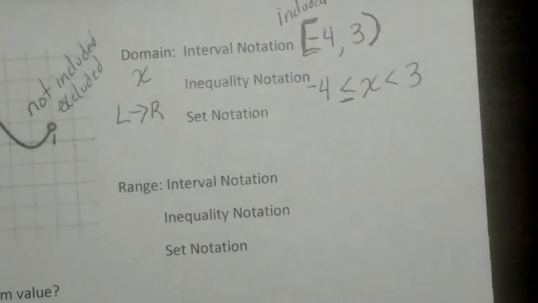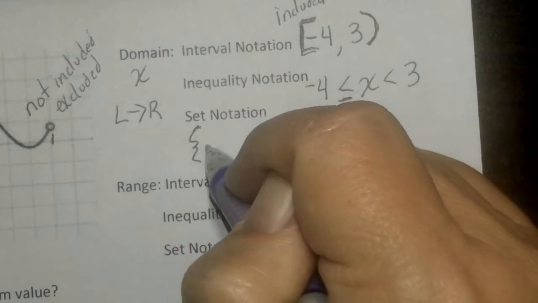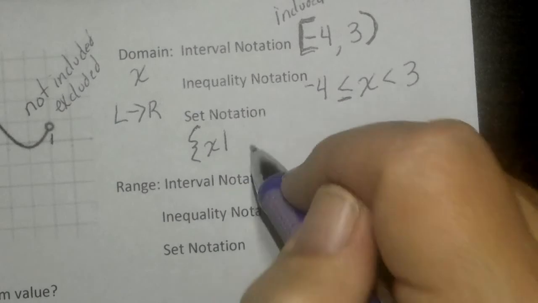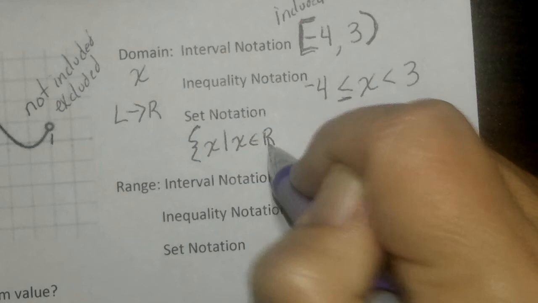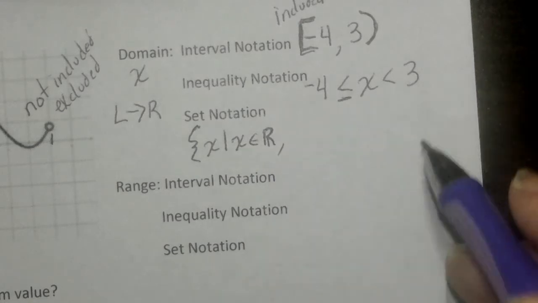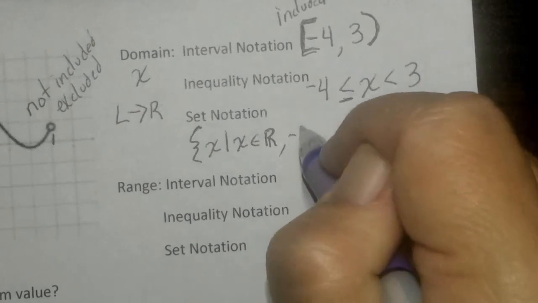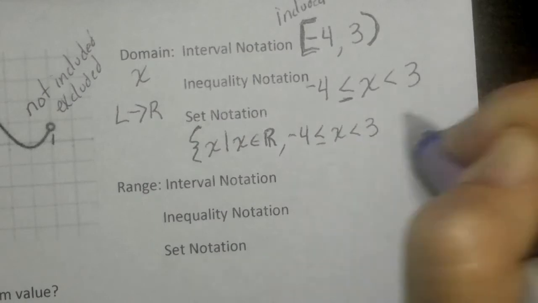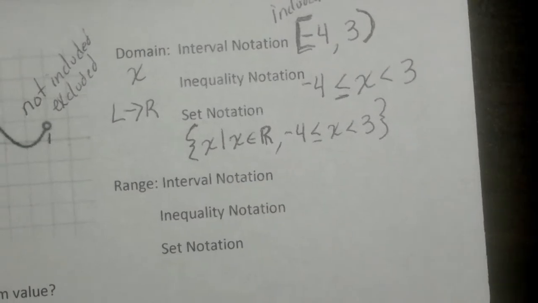Alright, then we have our set notation, which is a brace. Then I put an x with a little vertical line, and that means such that x is an element of the real numbers, R. And then we put our inequality notation right in that spot. So -4, less than or equal to x, less than 3, and then we end with a brace. And that is set notation.